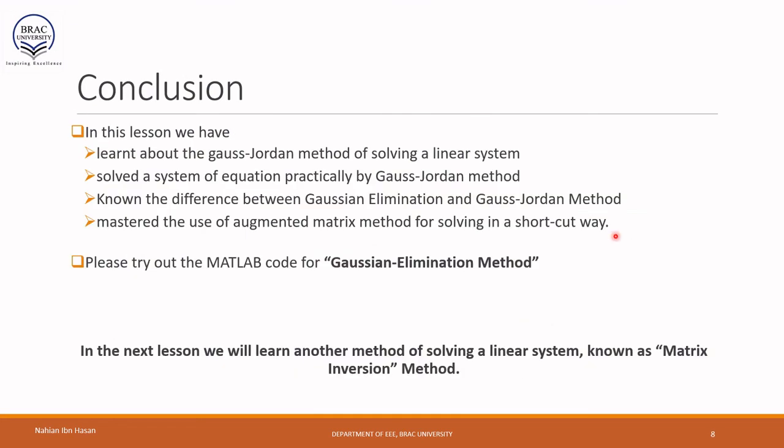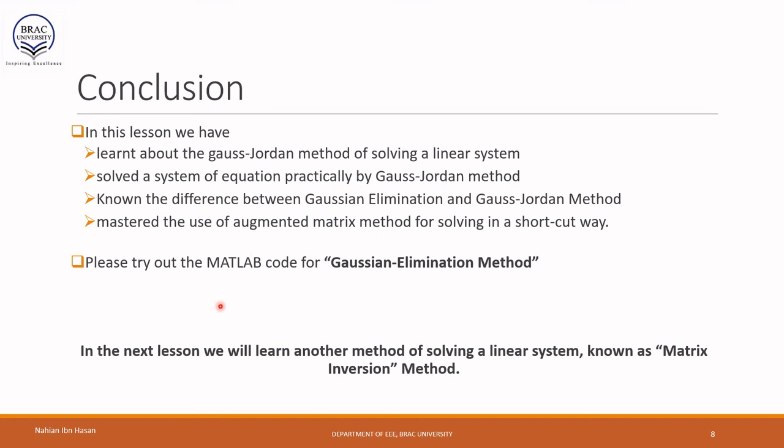So in this way we can use the Gauss-Jordan method. We have seen that it has certain benefits over the Gaussian elimination method. Unlike the Gaussian elimination method, we do not need to use the back substitution method. As a result, this is a plus point for our Gauss-Jordan method. So in this lesson we have learned about the Gauss-Jordan method. We have seen how it is implemented in a practical scenario.